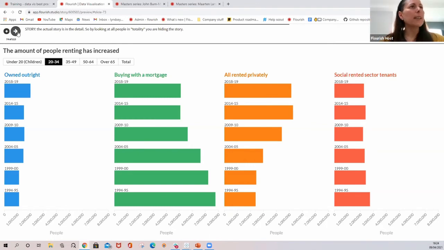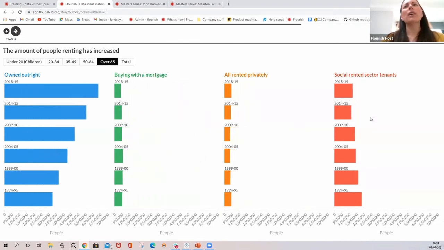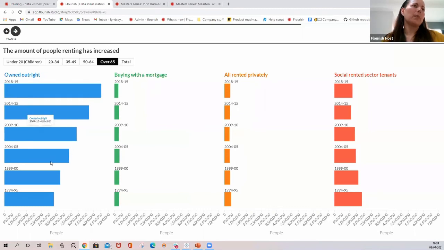And you can see younger people, there are a lot of younger people renting and fewer owning outright. And as you click one more time, as you move up the age group, the proportions tend to change. So you can see these are getting smaller, more people are buying with a mortgage in this age category. And then as you're getting older, far fewer people are renting, and many more people are owning outright. So this is moving you to another level.